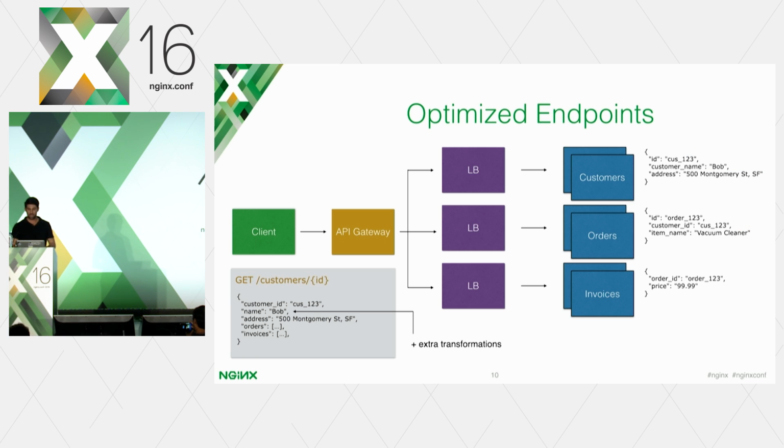So, for example, optimized endpoints. If we assume that each component returns different JSON responses, so we have a JSON response for consumer, orders, invoices, and let's say the client wants to retrieve this information, there are two ways. One, it's making a GET request to the consumer's component to retrieve the consumer, then the orders, and then the invoices for a specific order.